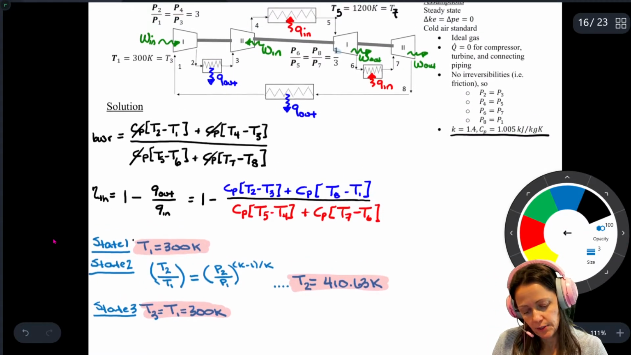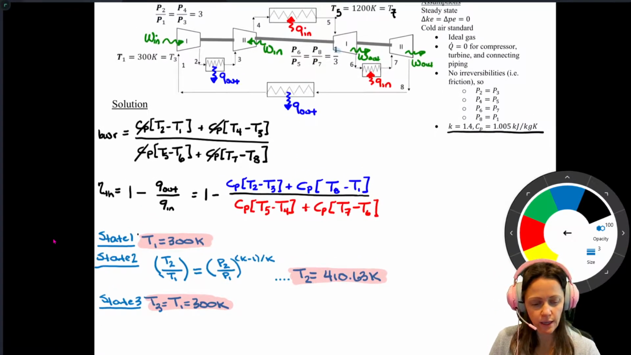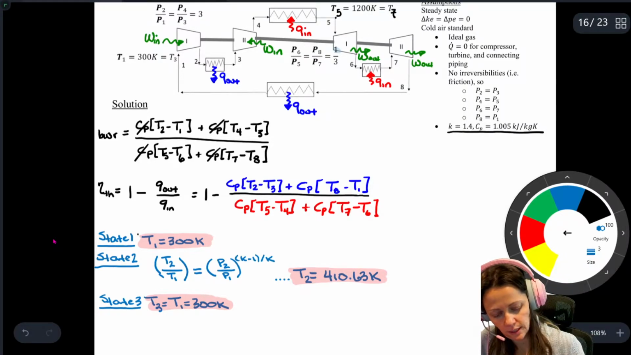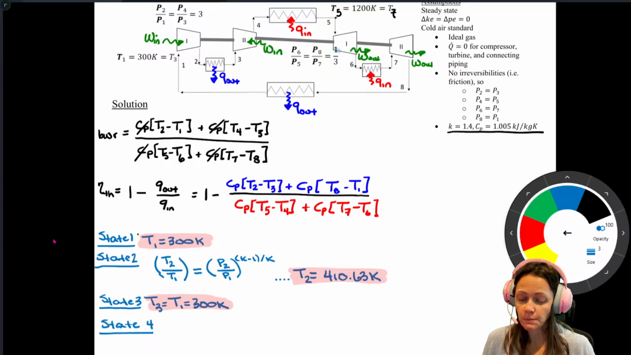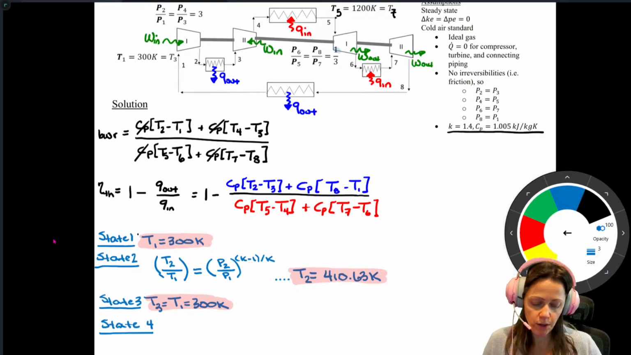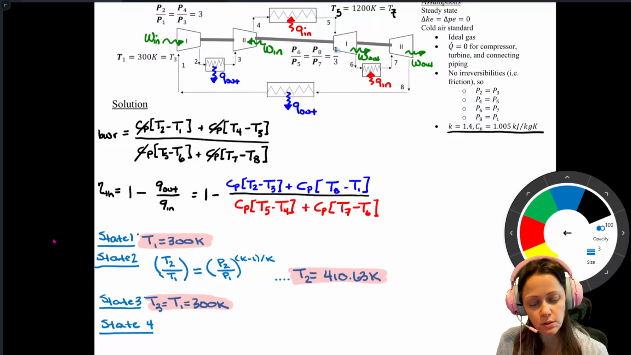All right, so now we're on to T4, and super exciting, because what we'll find is that the inlet conditions for that second compressor are the same as for the first compressor, and then the operating conditions are the same, right? It's the same pressure ratio, it's the same isentropic efficiency. And so what you'll find is that T4 and T2 are exactly the same.